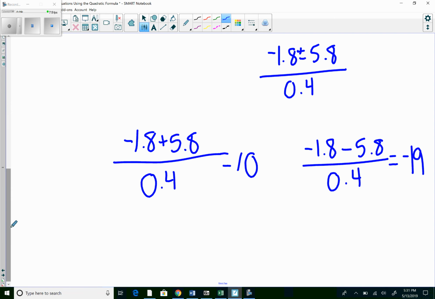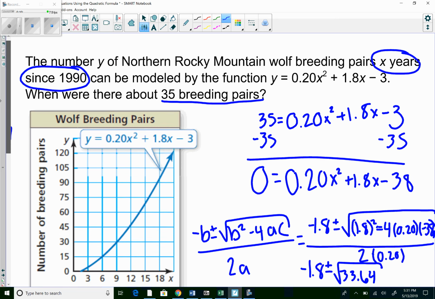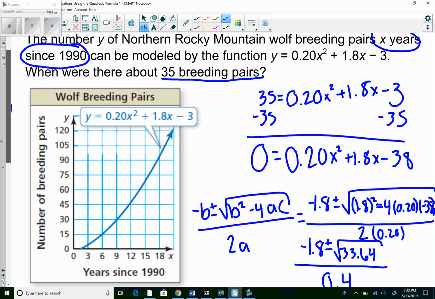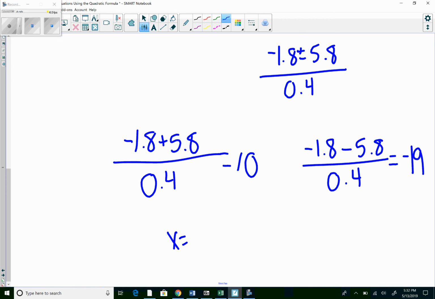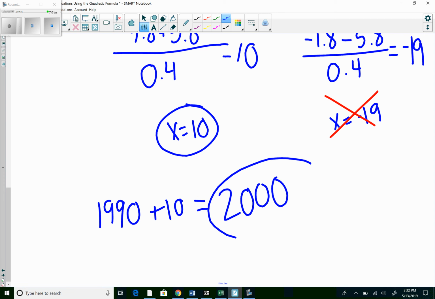Okay, now if we go back and read through the problem again: the number of Northern Rocky Mountain wolf breeding pairs x years since 1990. So this is x equals 10 and this is x equals negative 19. Does it make sense for us to have negative 19 years? Nope. So that all of a sudden is no longer a solution, but this is. And since we started in 1990, we're adding 10 years to it, so it should be the year 2000. That is the solution they are looking for.